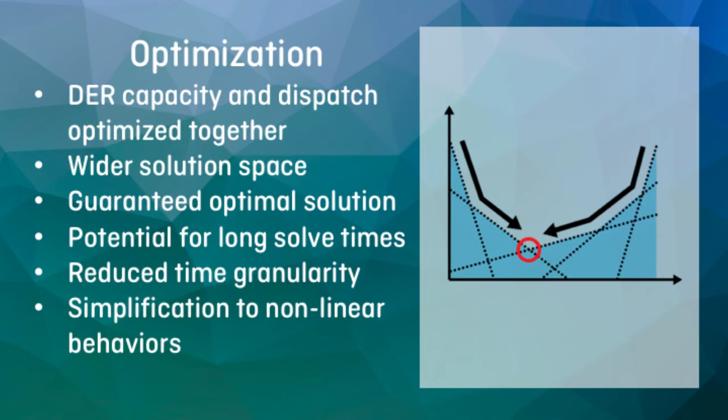The second key simplification is linearization. DIRCam is a mixed integer linear model, meaning all constraints must be captured in a linear fashion. Some DER technologies exhibit nonlinear behaviors in the real world, and so these must be simplified to be included in DIRCam.